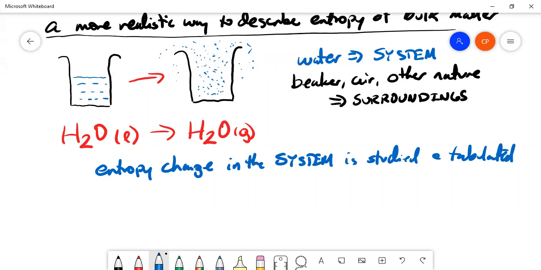The entropy change in the system has been studied over great periods of time and has been tabulated. And I know what this entropy change in the system is when I deal with 1 mole of water molecules in the liquid phase evaporating and going into the gas phase. And I can deal with this in the same way that I've dealt with Hess's law in the past. I can take the entropy of the products and subtract it from the entropy of the reactants.